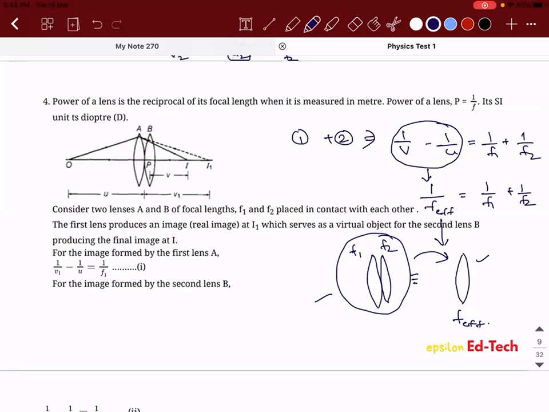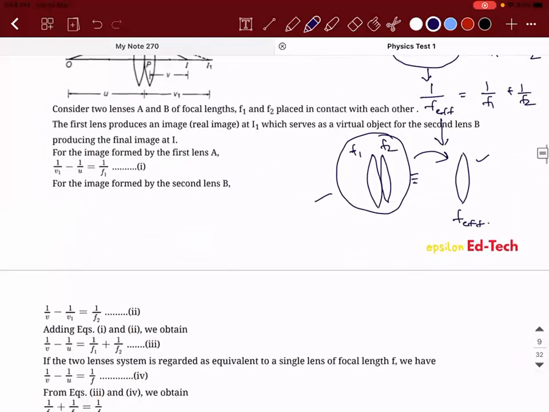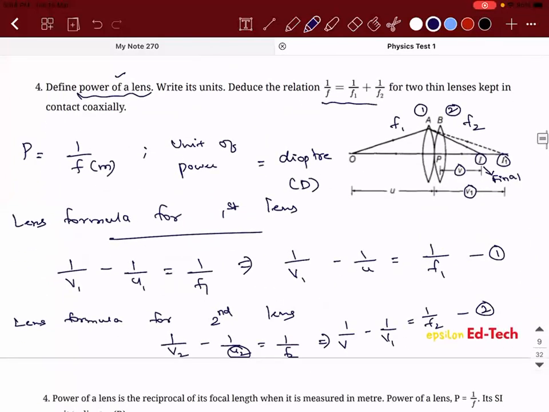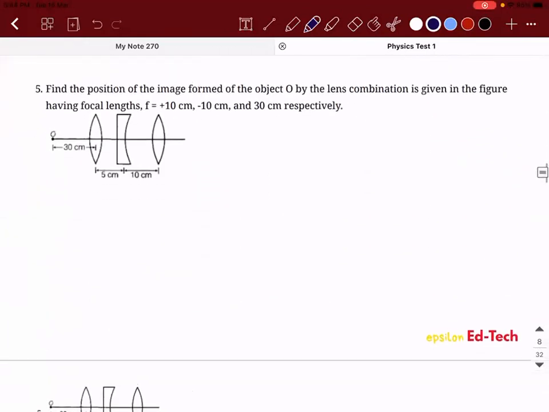So concentrate on the content. If there is any doubt, get it clarified. Okay. Is it clear? Shall I move on to the next one? Yes, sir. Yes, sir. Okay.